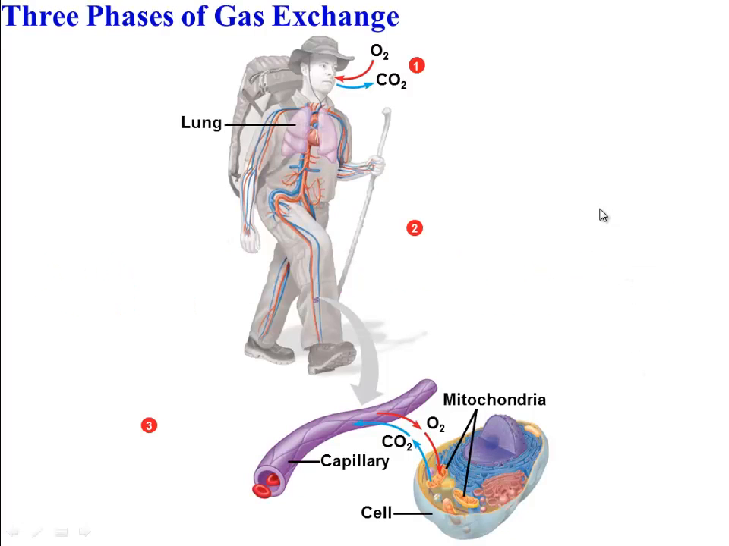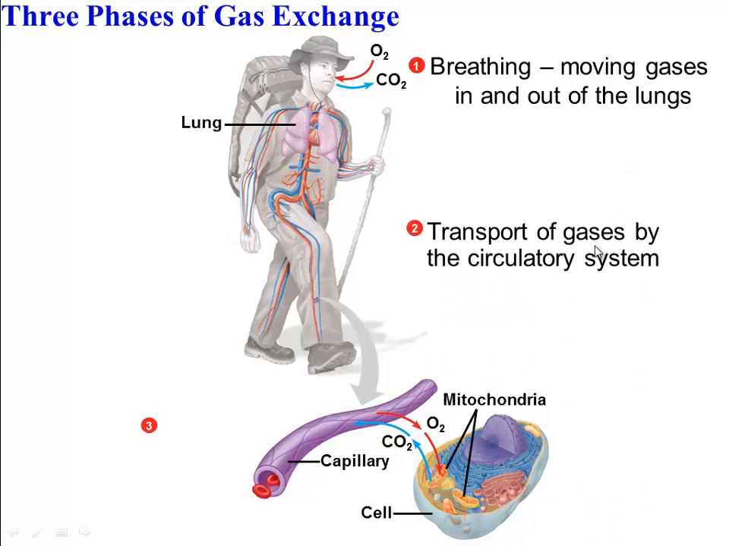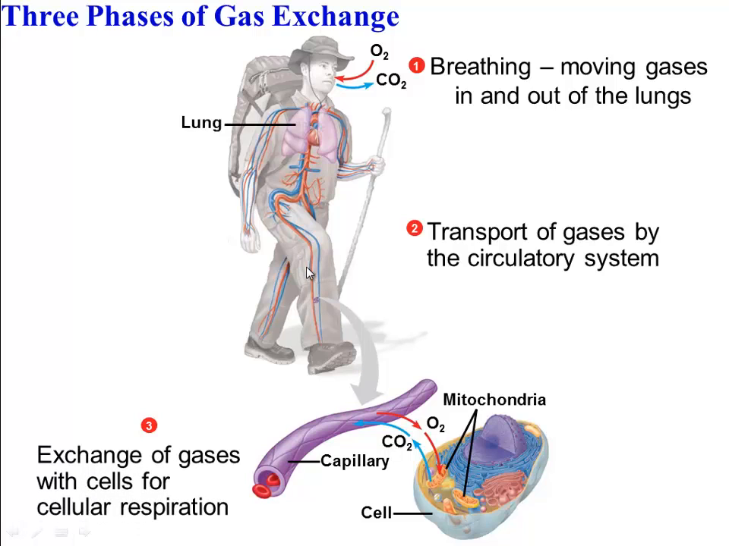To start off, there are really 3 steps or phases to gas exchange. The first one is breathing, moving gases into the lungs and out of the lungs. The second step, which we've explored in detail, is the circulatory system transporting the gases to all the cells of the body. And then the final step is, once the blood comes in contact with the cells at the capillaries, the oxygen will diffuse into the cells and carbon dioxide will diffuse out of the cells. And the reason that happens is because the mitochondria need the oxygen to help produce usable energy, ATP.